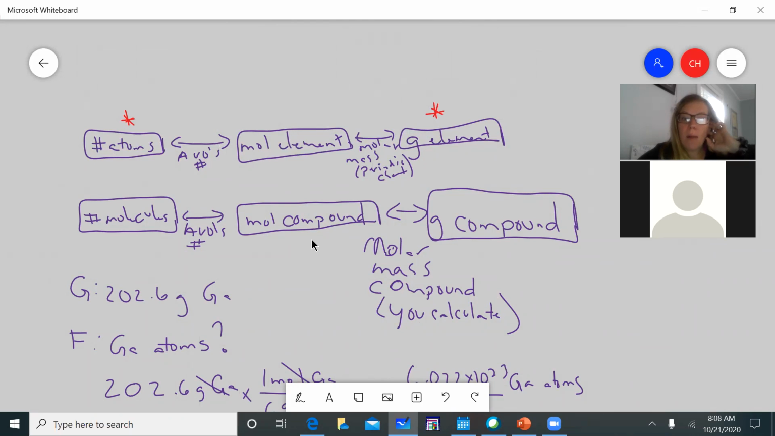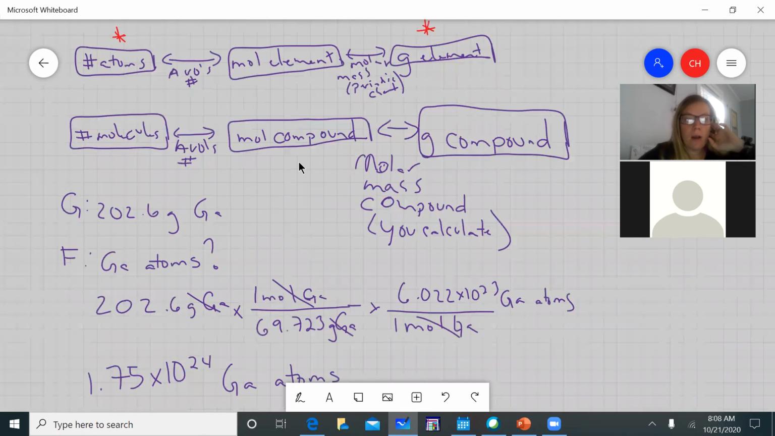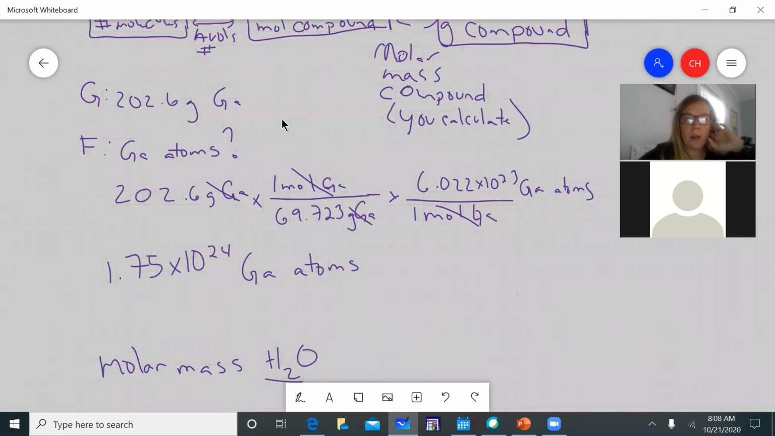Now, if we happen to have a compound, moles of compound again will sit in the middle. From moles of compound, we can go to molecules, again using Avogadro's number. And then we can go from moles of compound into grams of compound using the molar mass of the compound that you calculate. We will talk in a minute about how to get between these two, but let's do a problem.